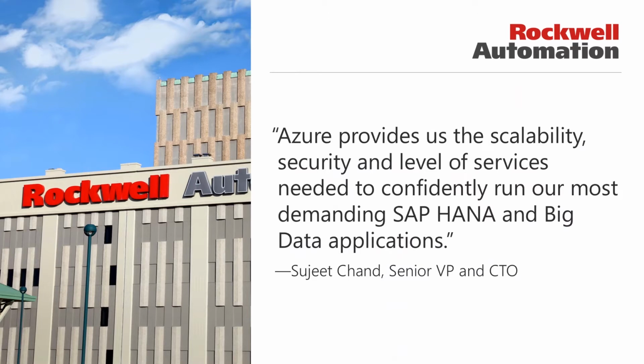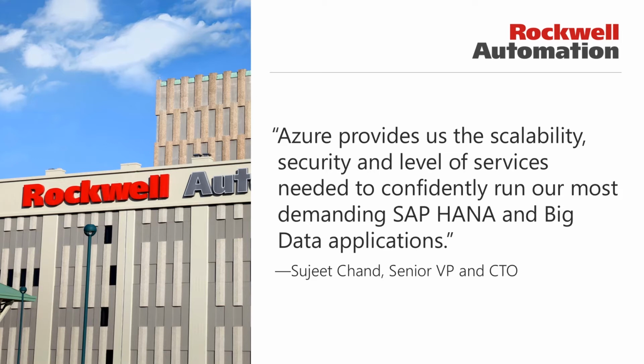Now let's talk about a customer that's running SAP HANA on Azure. Rockwell Automation is a leading industrial automation company with 22,500 employees and customers in more than 80 countries. Rockwell Automation wanted to strengthen its competitive advantage and open new business opportunities in the oil and gas industry by automating the collection and analysis of data from remote installations across a petroleum supply chain.